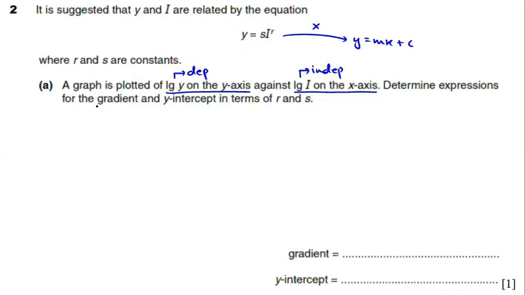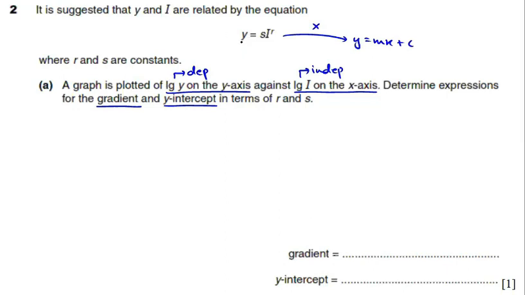Determine expressions for the gradient and y-intercept in terms of r and s. Now, students, we have learned in the previous example that to determine the expressions for gradient and y-intercept, we have to first of all make the dependent variable subject of the equation. Now, the dependent variable is log of y. We have to first of all make log of y subject of the equation.